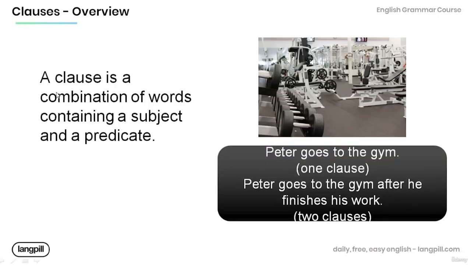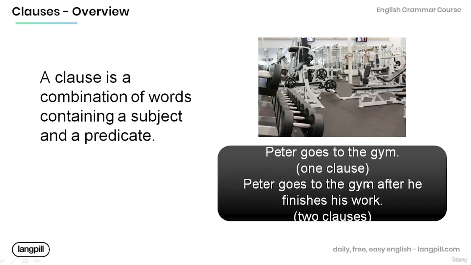Now, a clause is a combination of words containing a subject and a predicate. Have a look at the examples over here. Peter goes to the gym. Now, this is one clause. Peter goes to the gym after he finishes his work. Now, there are two clauses in the sentence.